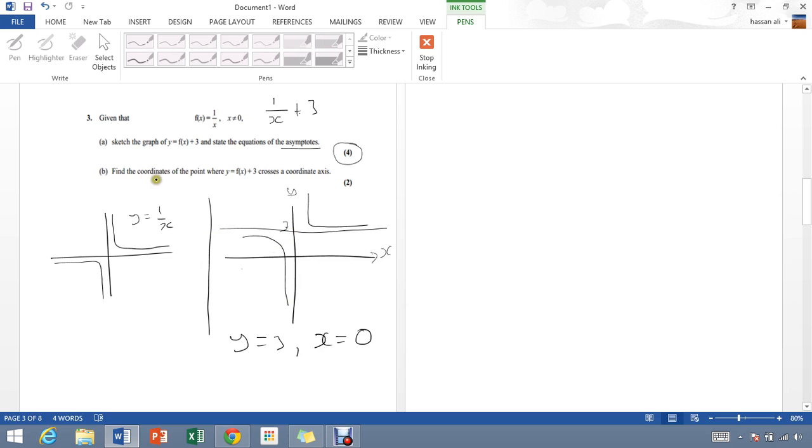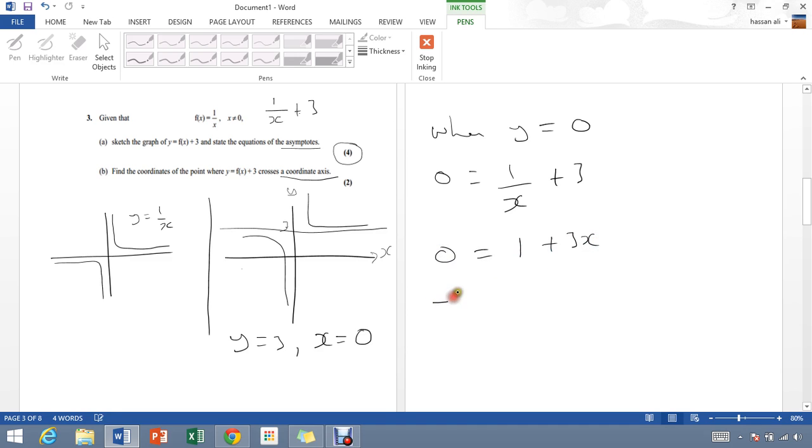Now the second part of the question is find the coordinates of the point where f of x plus 3 crosses a coordinate axis. Now what you have to put down is when y is equal to 0. Okay, so what you're going to have is 0 equals 1 over x plus 3. If you solve this, there's 2 ways you can do it. I would take the minus 3 to the other side, or just multiply everything by x. I'll choose to multiply everything by x, so x times 0 will just give you 0. 1 over x times x will give you 1, and then that will give you plus 3x.